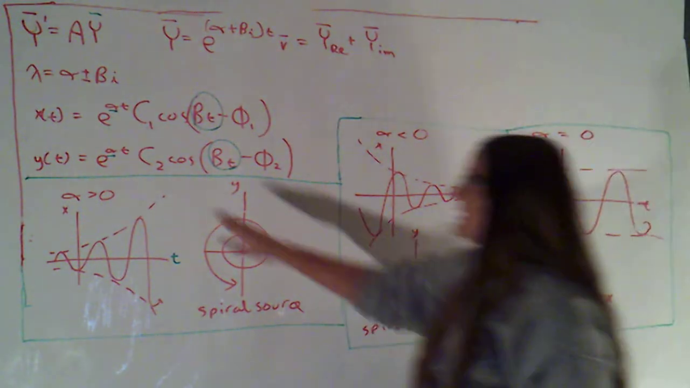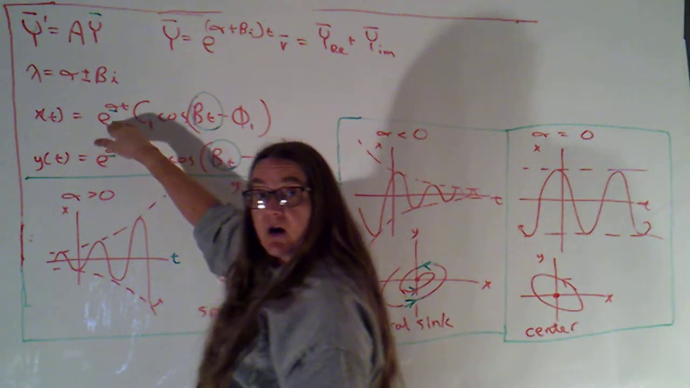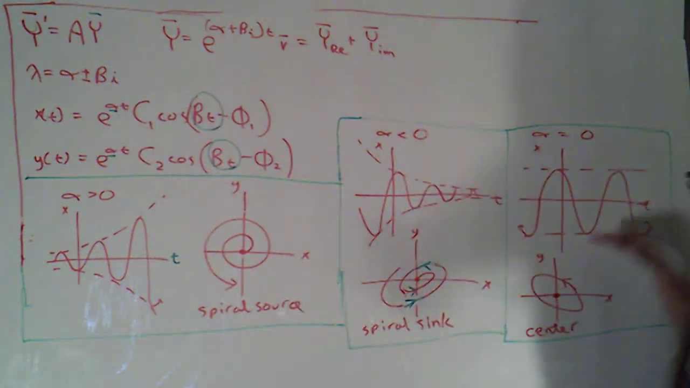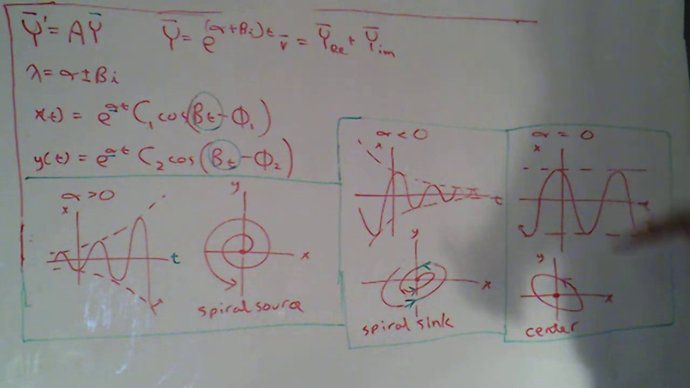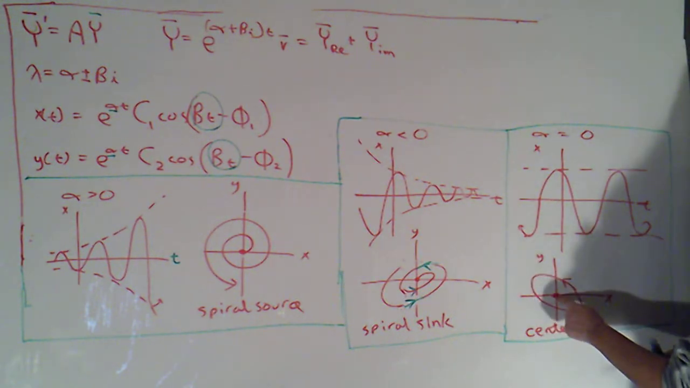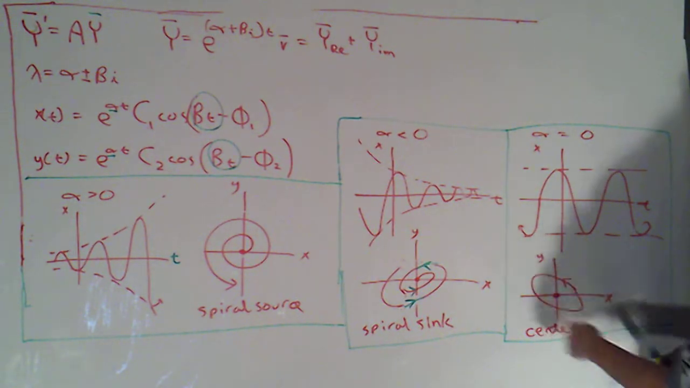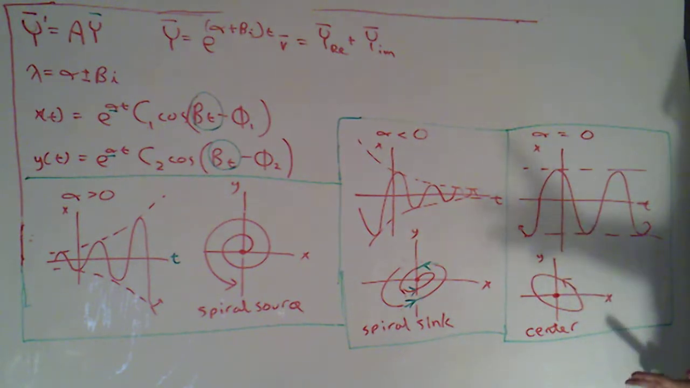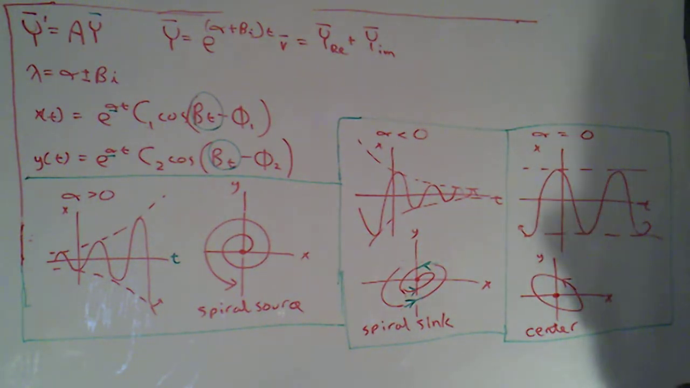In that case, e to the alpha t is e to the 0, which is just 1. And so our x and y graphs are just oscillating between fixed values. In that case, our solution curves are going to be the equilibrium curve, and then all other solution curves will just be looping around it in a circle or an elliptical path. Okay. So there are a few things that we do need to be on the lookout for.